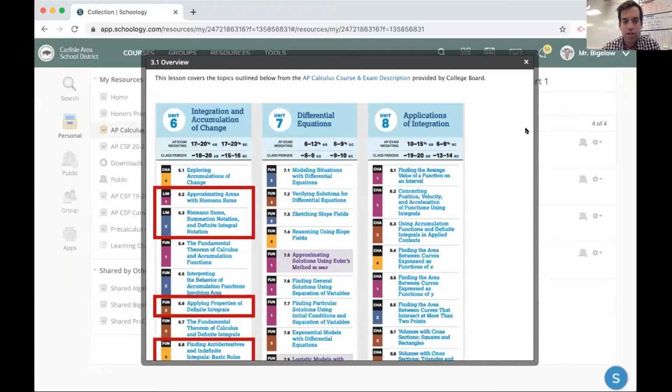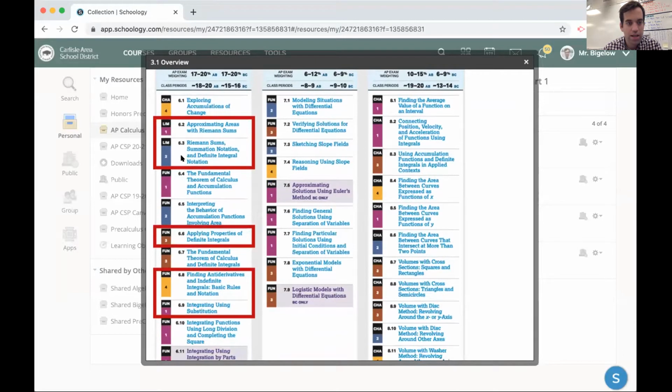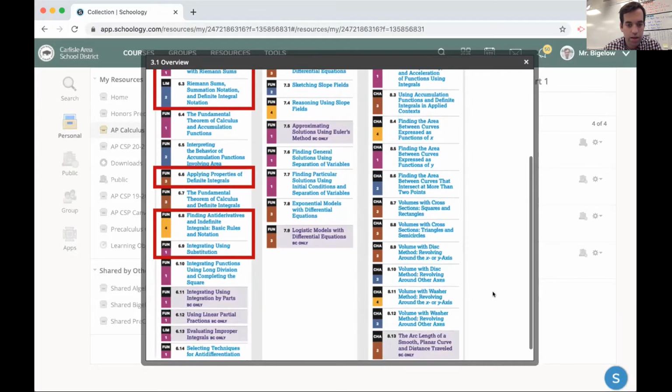This again will be a lesson filled with review from Calc AB, and it comes specifically from Units 6, 7, and 8 of College Board's version of the course. So you can see the red boxes are showing what lessons we specifically are going to be covering today. So we've got the Riemann sum lessons, definite and indefinite integrals, and integration using substitution. That's what we're going to be talking about.